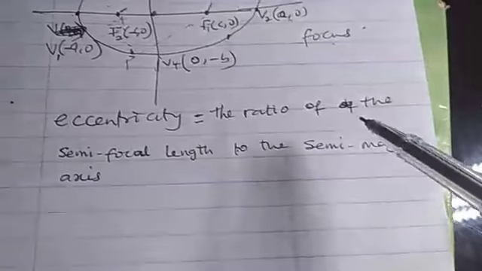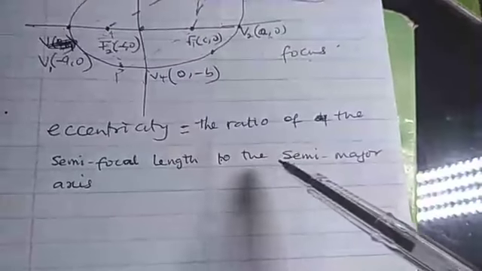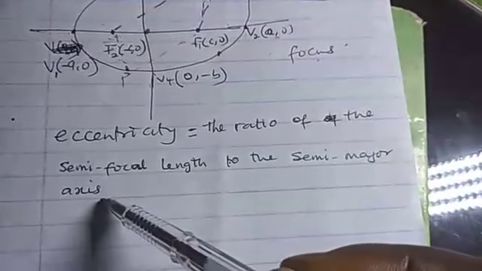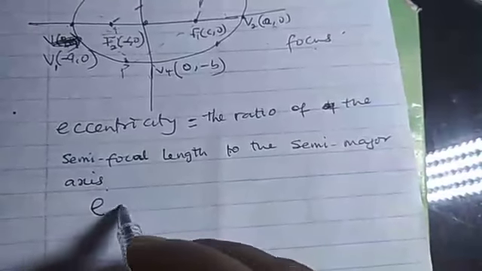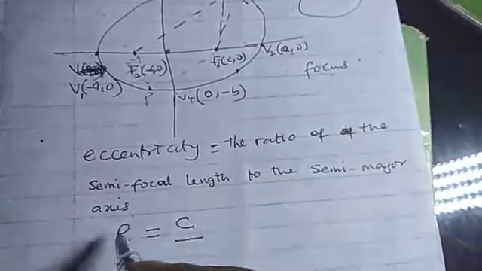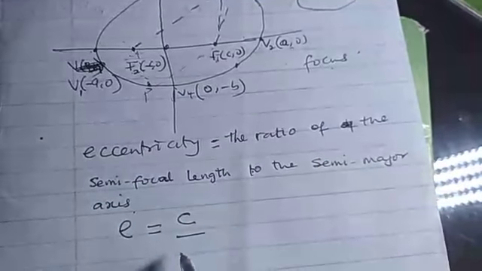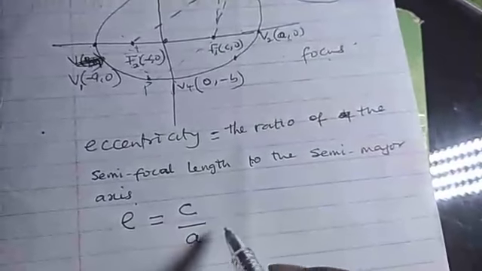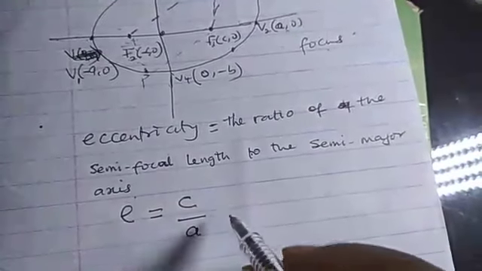The other thing we normally find is the eccentricity. Eccentricity, which we represent with E, is simply defined as the ratio, meaning division, of the semi-focal length to the semi-major axis. The focal length is 2c, so the semi-focal length is c. The major axis is 2a, so the semi-major axis is a. So the eccentricity is c over a, which must be less than 1.